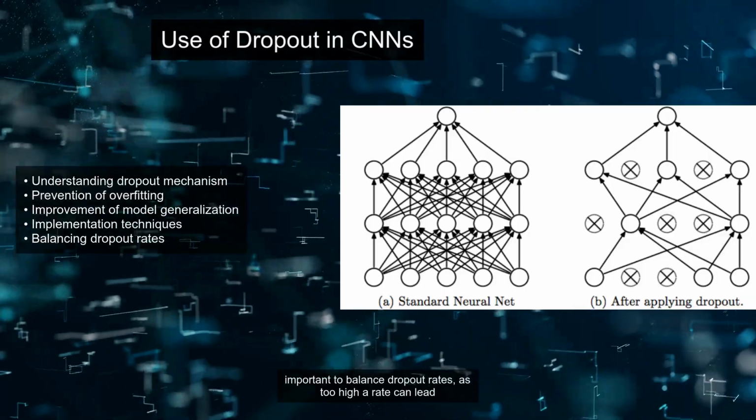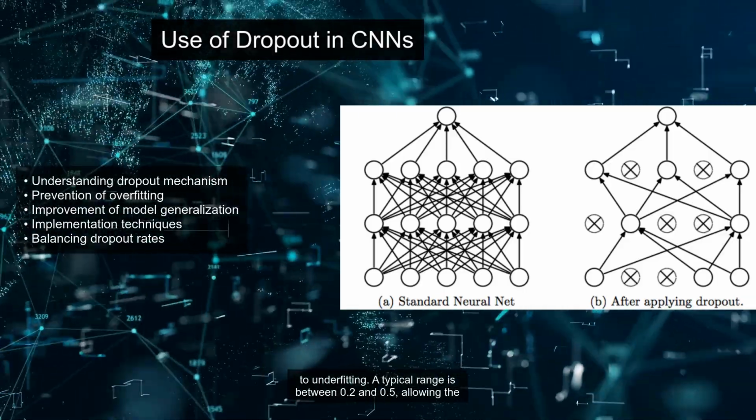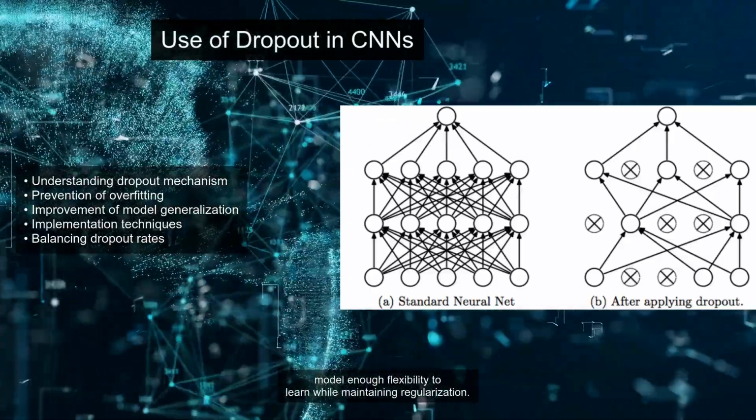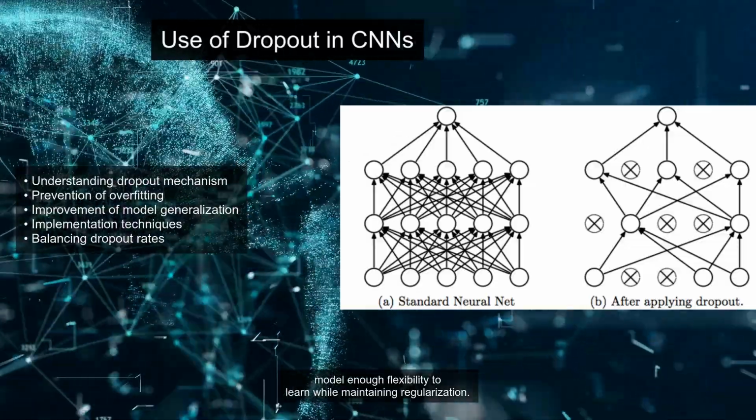Implementing dropout is straightforward with libraries like Keras and TensorFlow, where you can specify dropout rates for each layer. However, it's important to balance dropout rates, as too high a rate can lead to underfitting. A typical range is between 0.2 and 0.5, allowing the model enough flexibility to learn while maintaining regularization.